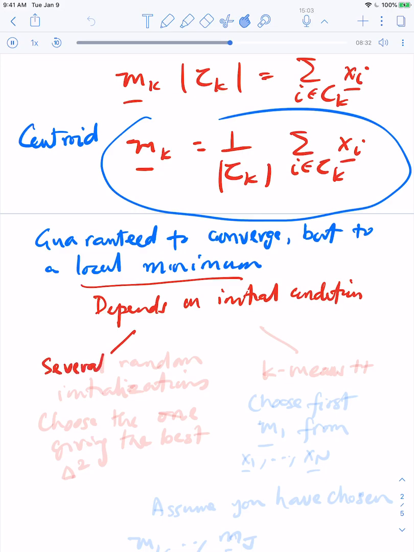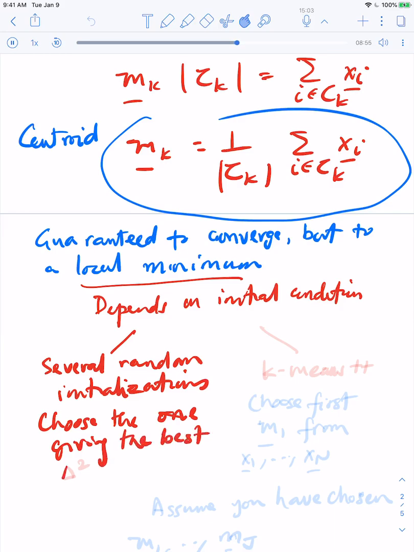Several random initializations, and then choose the one giving the best distortion. That's one possibility, and it's pretty simple and works pretty well.